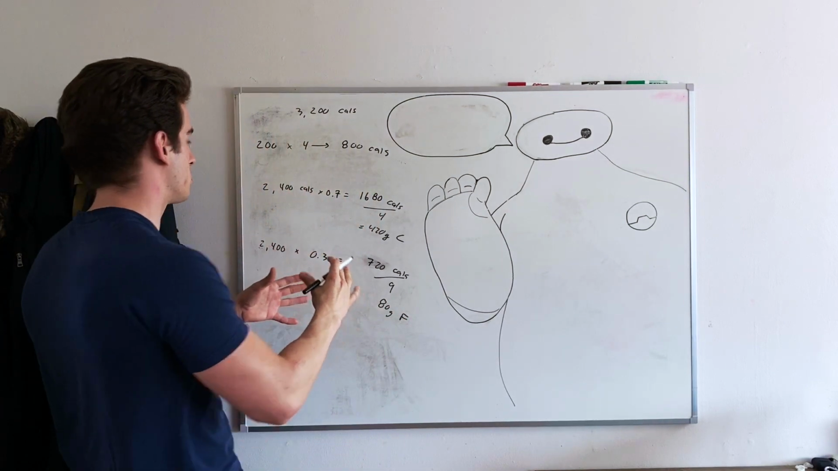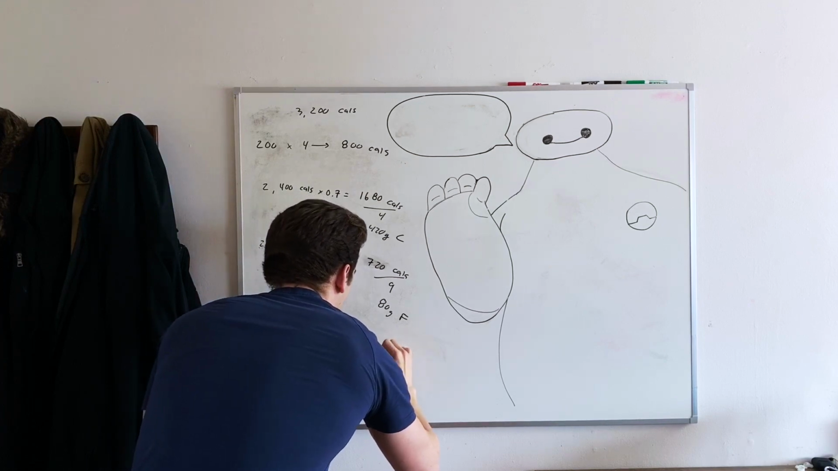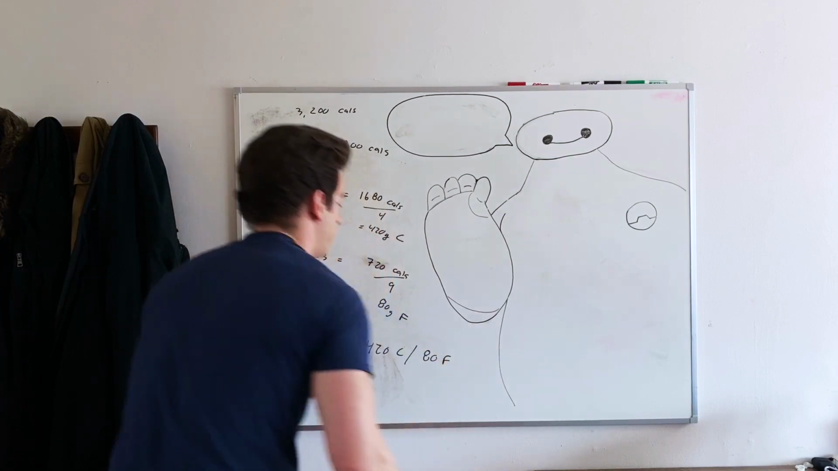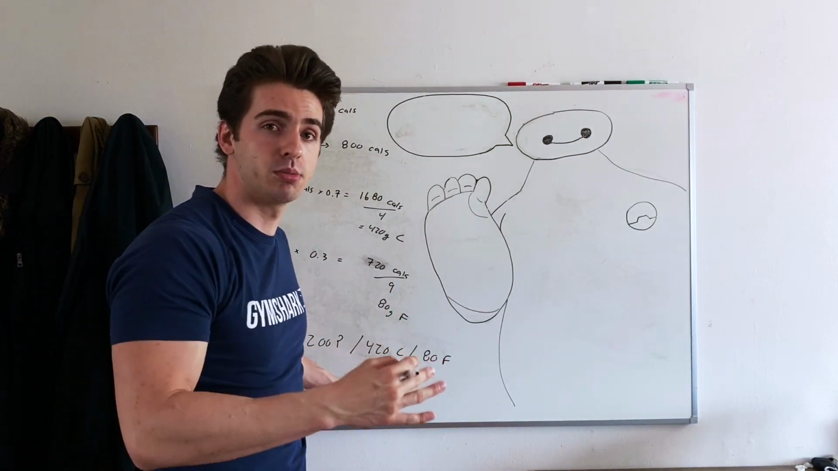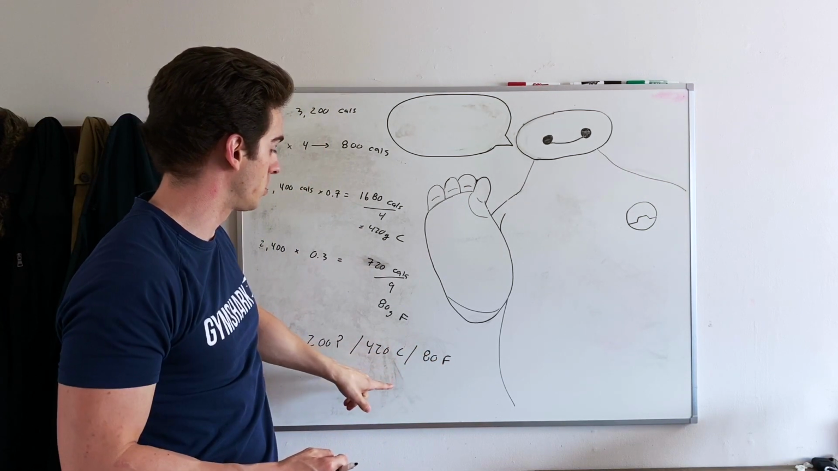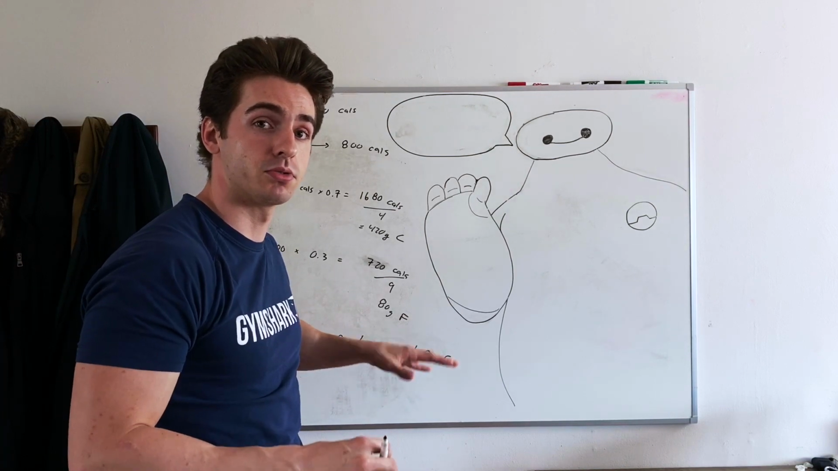So our macros are going to be 200 protein, 420 carb, and 80 fat. So if you go through and you use these values like we did in that food label example, this will total up to 3,200 calories. So this individual should target those macronutrients every day to lose weight and optimize muscle retention.